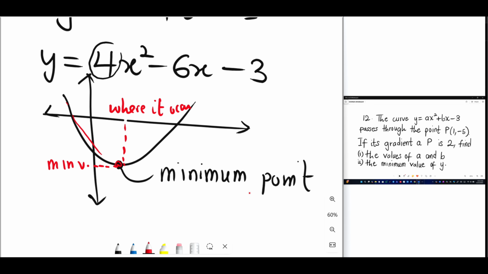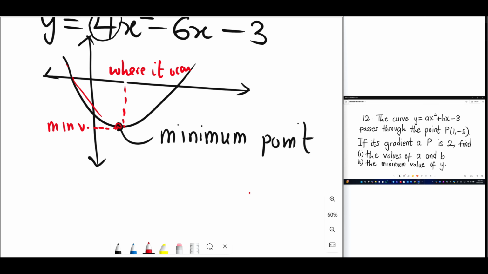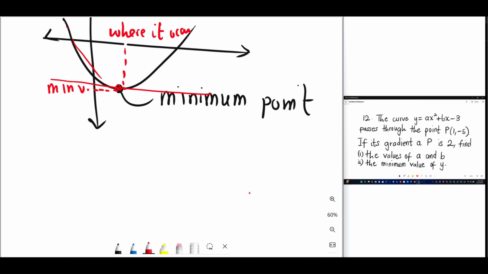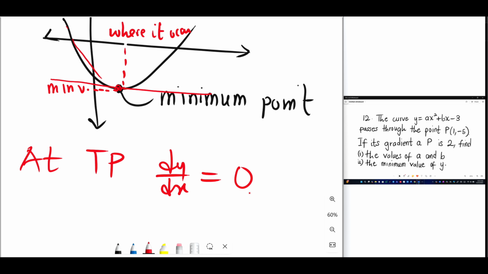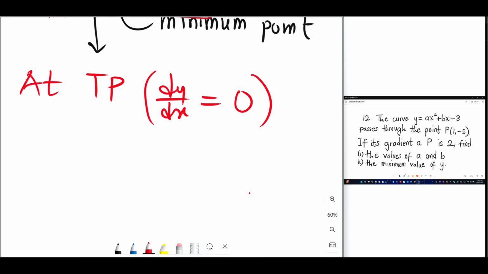So we know that at the turning point, the gradient is equal to 0. That is, we have a tangent here, and this tangent is parallel to the x-axis. Anytime you have a line parallel to the x-axis, it has a gradient of what? 0. So you could say that the tangent touches the curve at that particular turning point. So we say that at turning point, dy/dx is always equal to 0. That is, the gradient is equal to 0. All right, so let's continue.